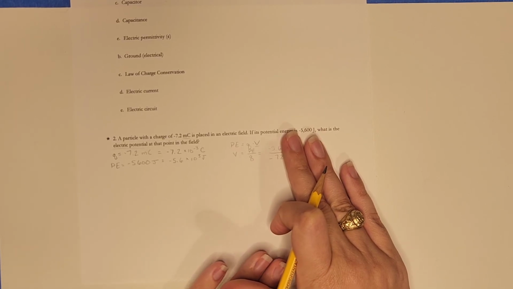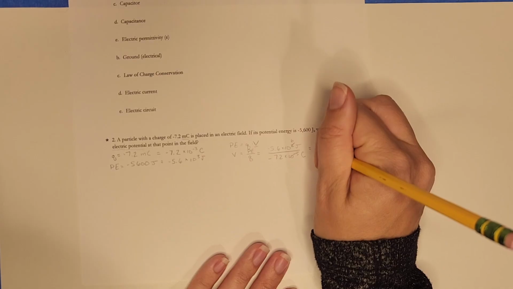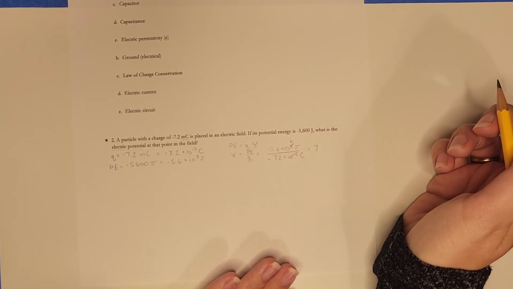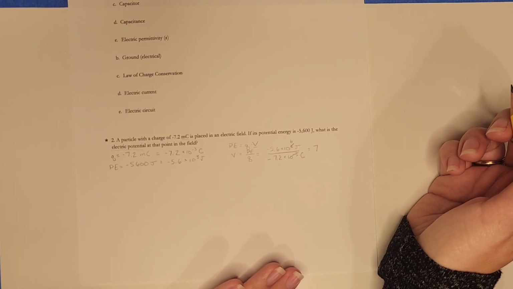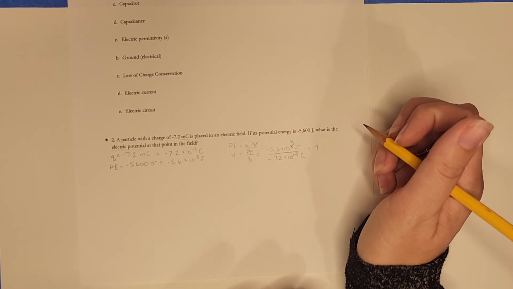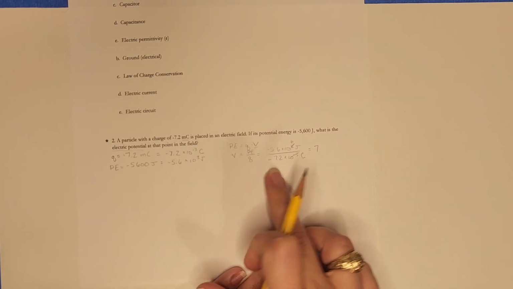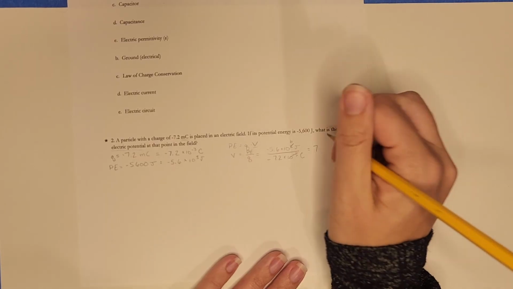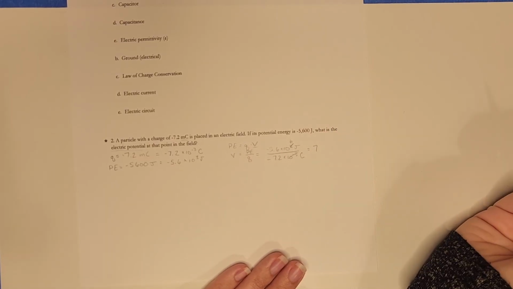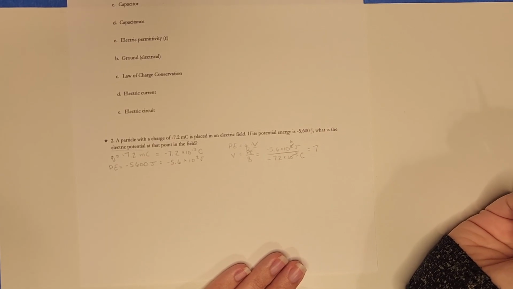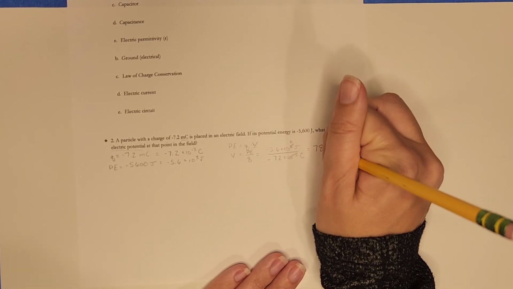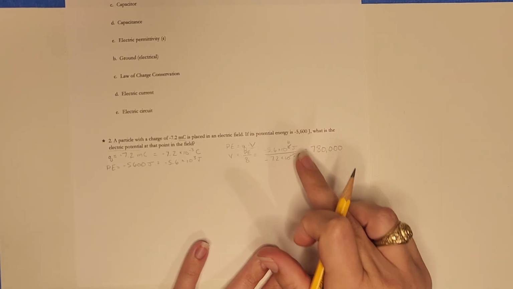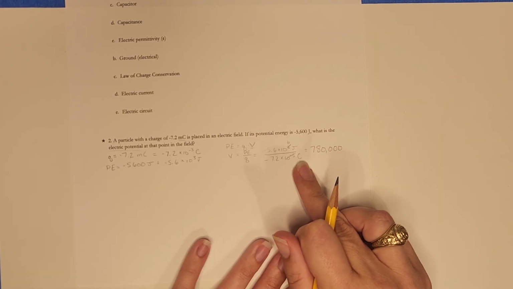And so when I do that, you're going to get like 0.78 on your calculator, rounding to two significant figures. And then you multiply that times 10 to the 6th. And so you could say 7.8 times 10 to the 5th, or we could say 780,000. And joules per coulomb, of course, is volts.